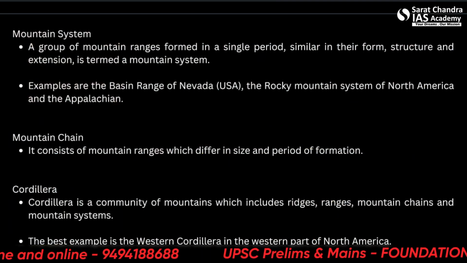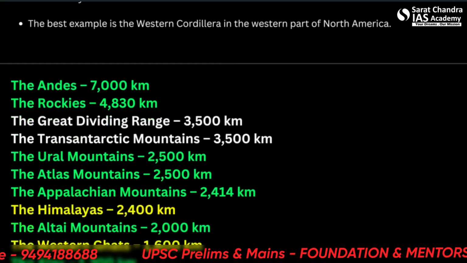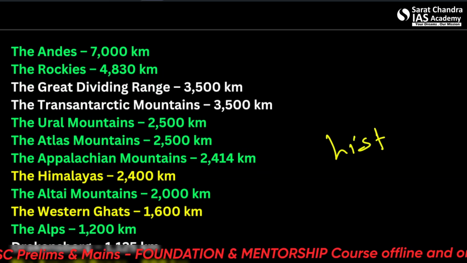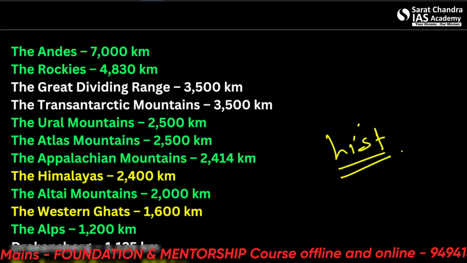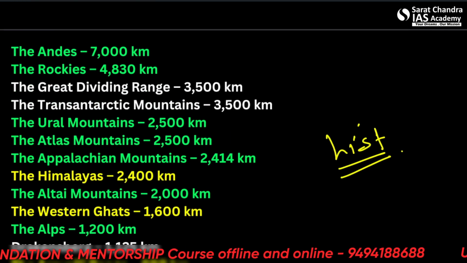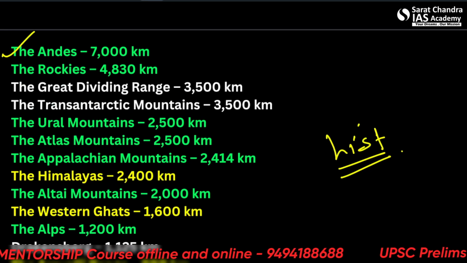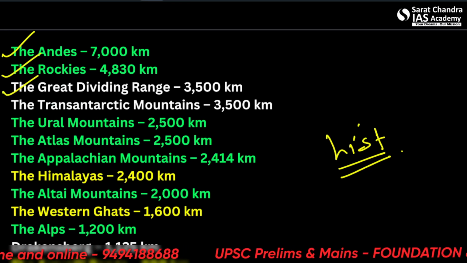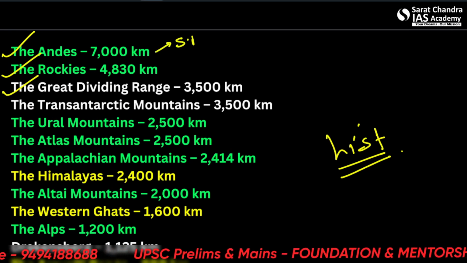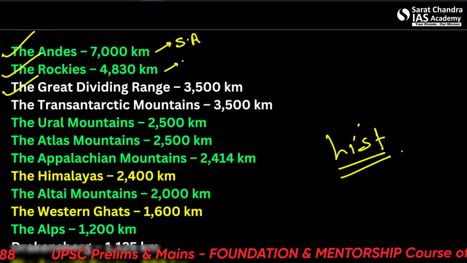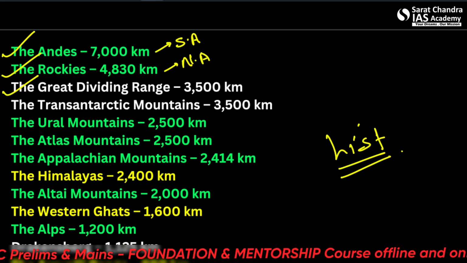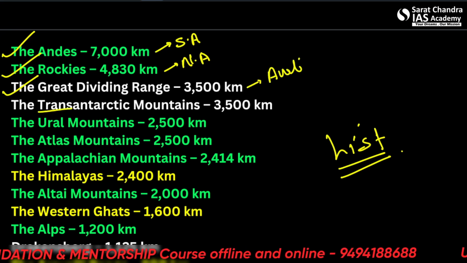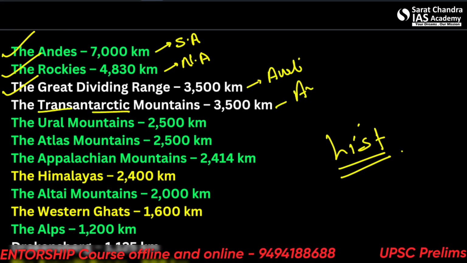Let's move forward to the first mountain ranges or systems. Here is a list of the most important mountain ranges or systems we are going to read. Here are the Andes mountains, the Rockies, the Great Dividing Range. I'll just mark where they are. The Andes are in South America, the Rockies are in North America. The Great Dividing Range is in Australia. The Trans-Antarctic Mountains are in Antarctica.